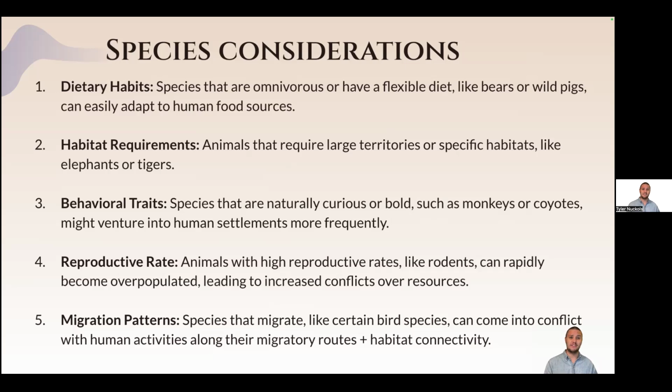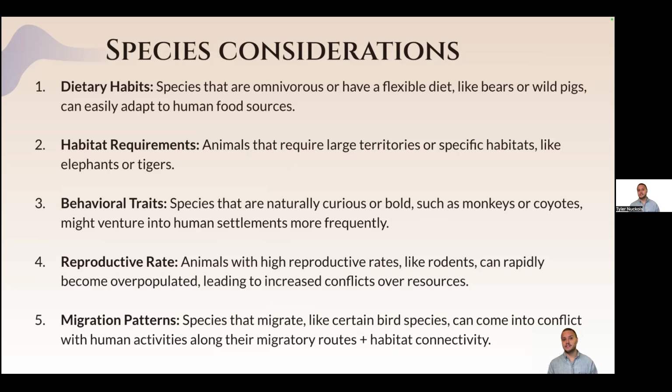Reproductive rate: animals with high reproductive rates, like we were talking about rabbits in the first week's module, can populate quite quickly, which can lead to higher results of property damage, subsistence loss, garden loss, crop loss, these sort of things. And especially if these populations get out of control, very serious conflict outcomes can be the result.